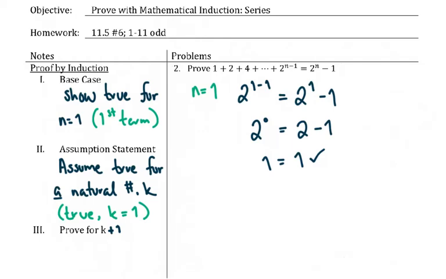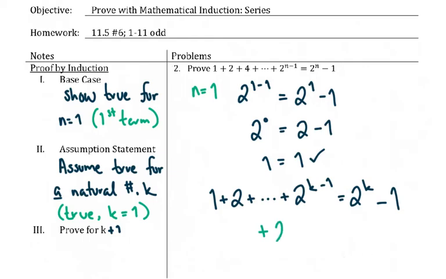Then you can write your assumption statement. But the main thing that you want to make sure you're including with your assumption statement is that beginning of the proof, which is the equation with k. So we can start with our proof with 1 plus 2 plus 4 all the way out to 2 to the k minus 1 is equal to 2 to the k minus 1 like this. And just like last time, we're going to add our k plus 1 term so that our series side is now exactly what we want it to be, and we just have to do a little algebra on the right-hand side.